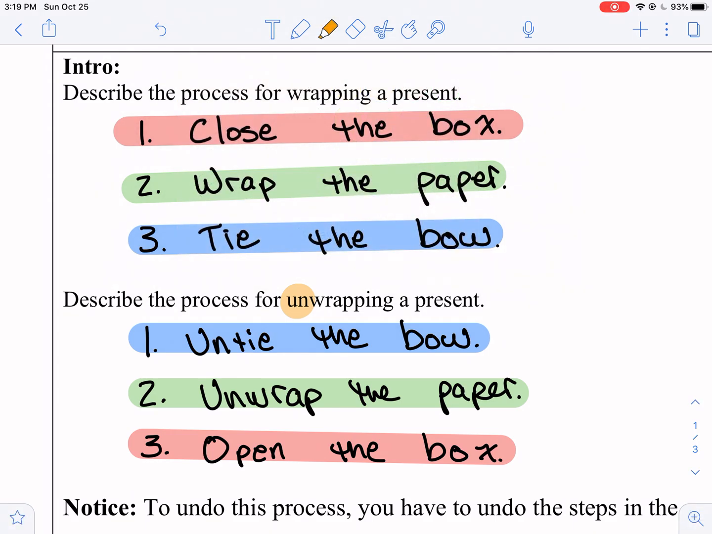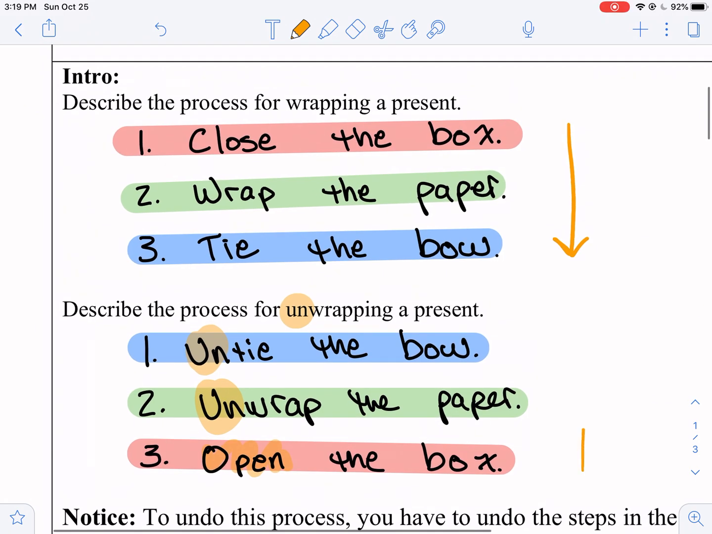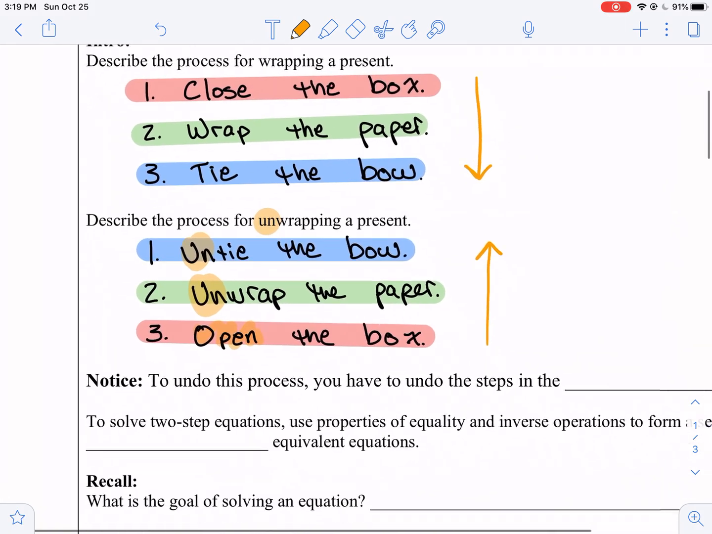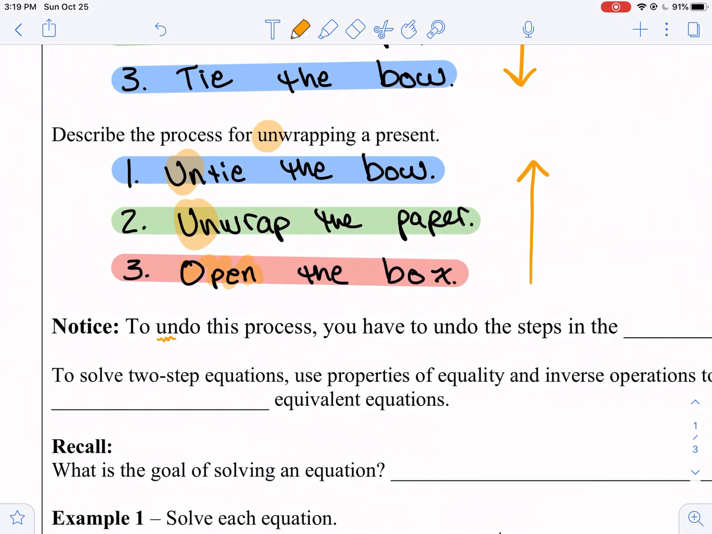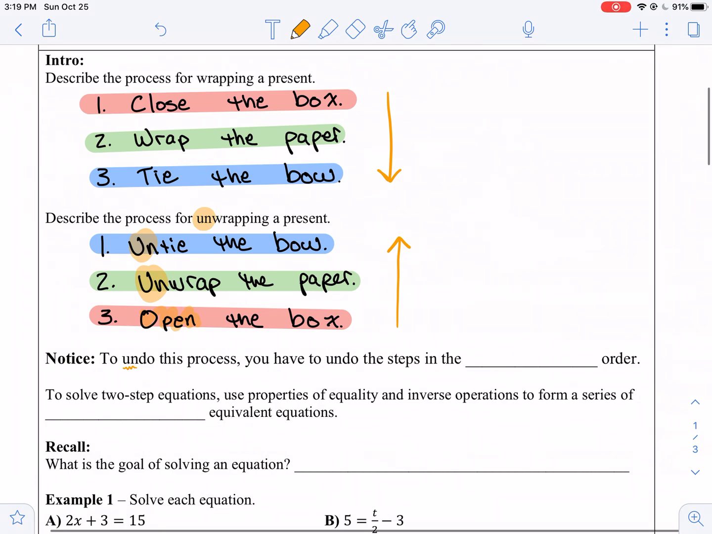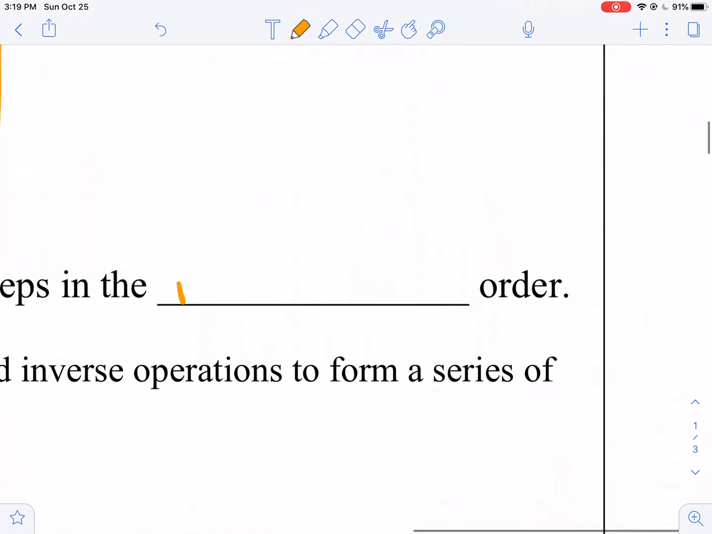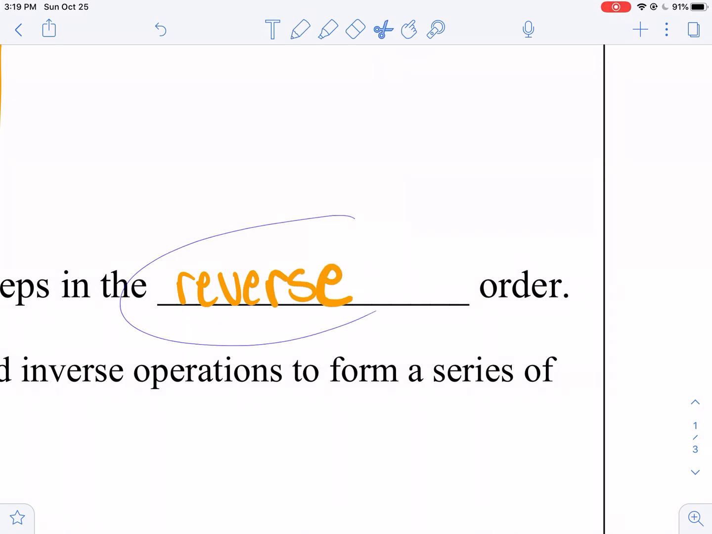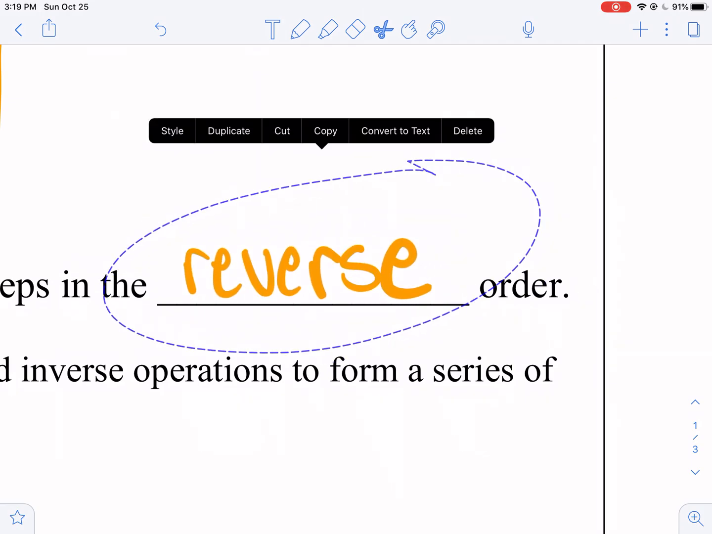So while, yes, you are undoing the steps, you're untying, you're unwrapping, you're unclosing, you're opening, right? While you're undoing things, the order is reversed. So while you go 1, 2, 3, you actually go 3, 2, 1. So to undo any process, to undo anything with multiple steps, you are going to undo the steps, but you're going to undo them in reverse order. That is our key idea of the day, you guys.